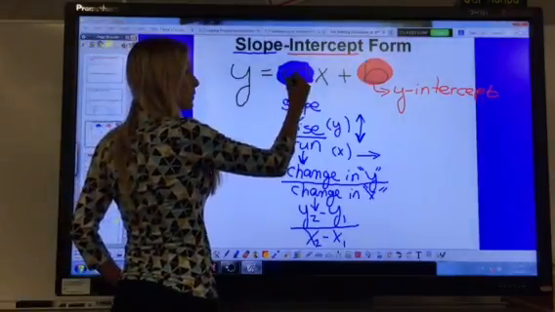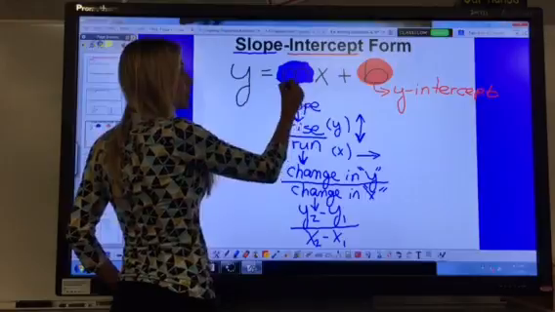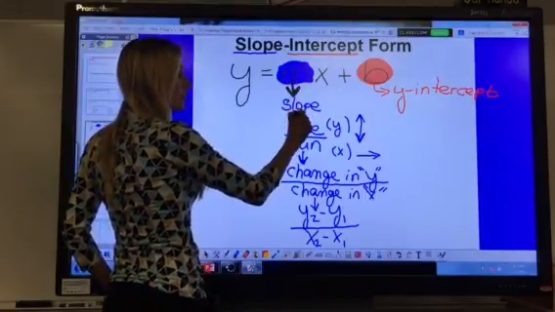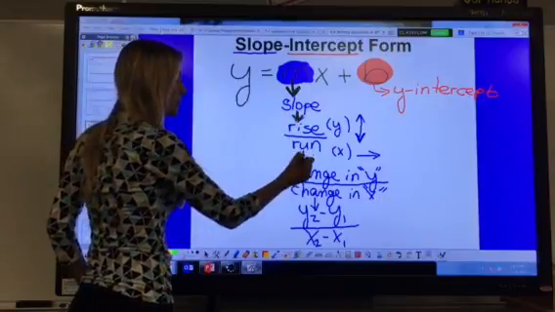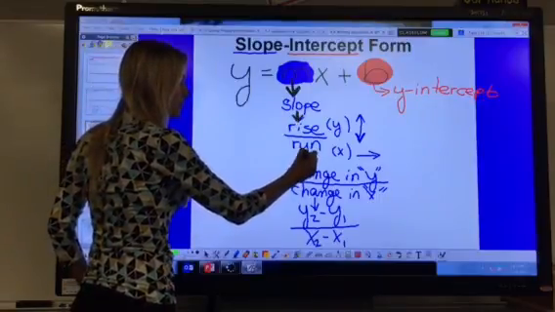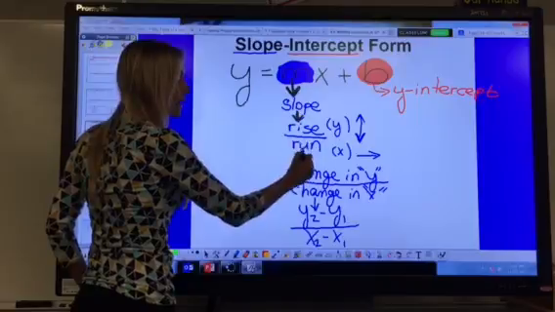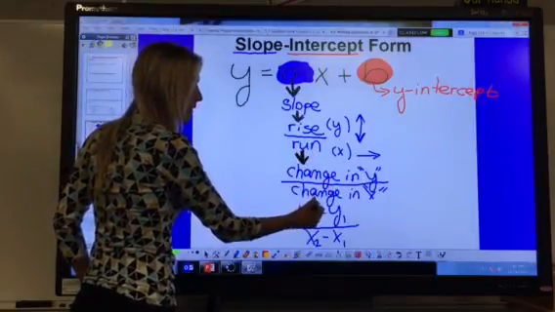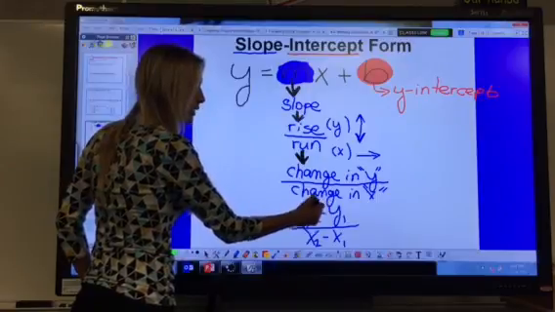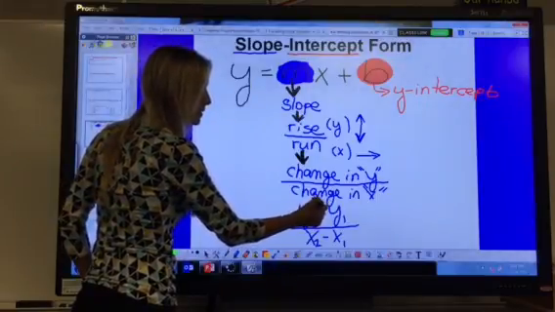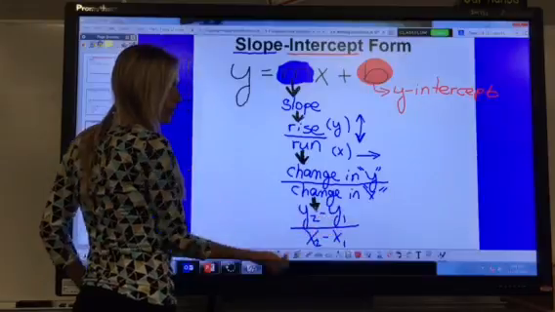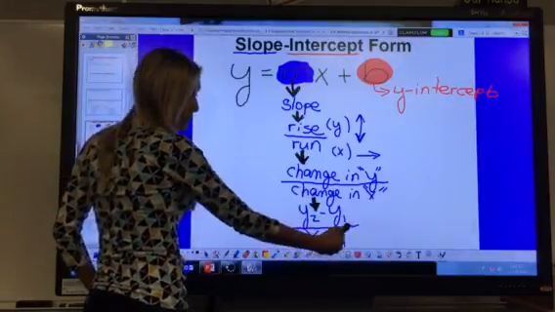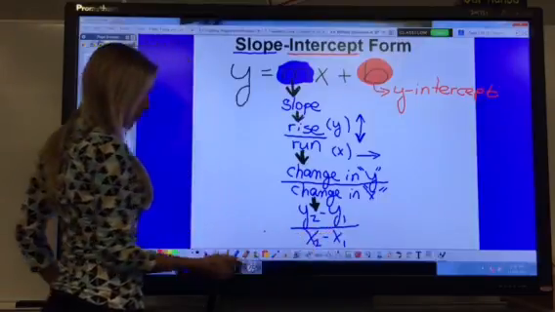So my slope, my M, that's the letter for slope. It's the steepness of the line, which is rise over run, y over x, change in y over change in x. And when we say change, we always take the second y, y2 minus y1, over, take the second x, subtract the first x, x2 minus x1.